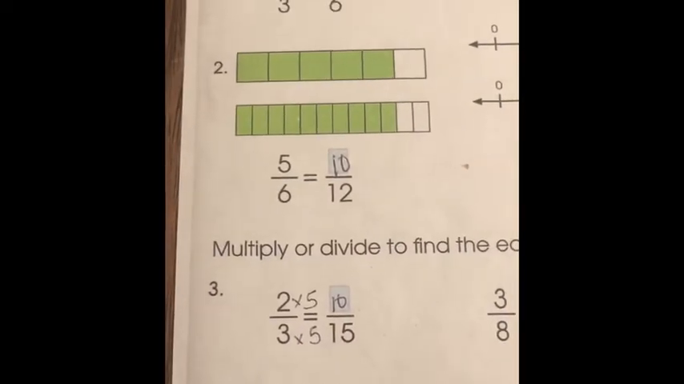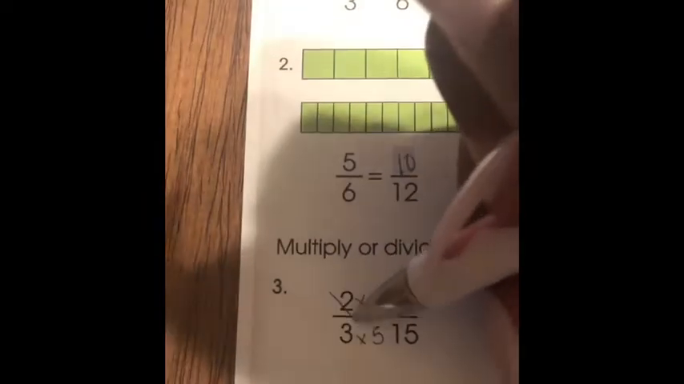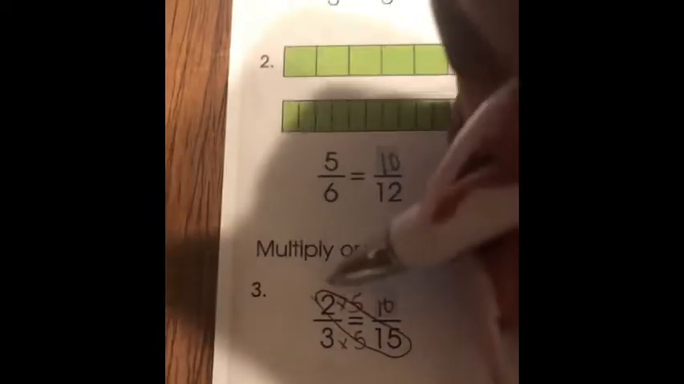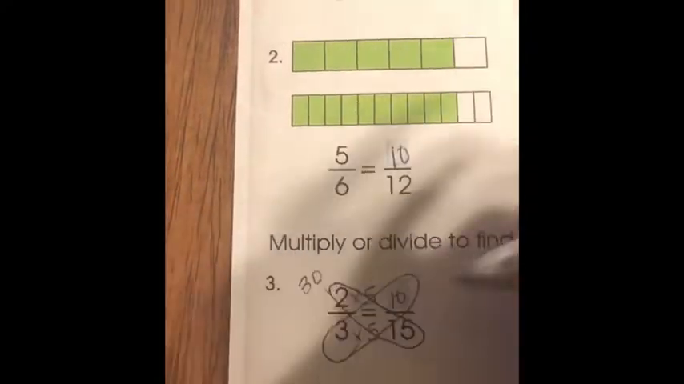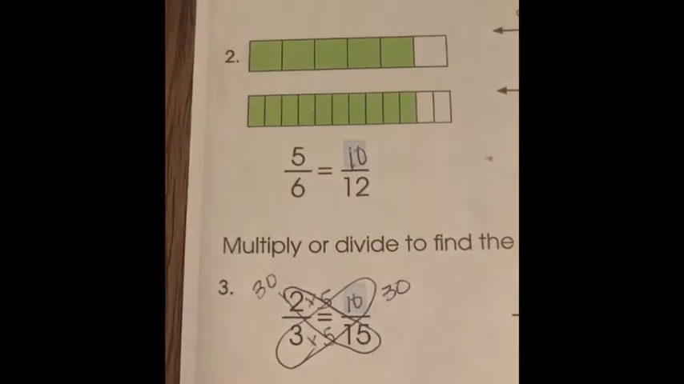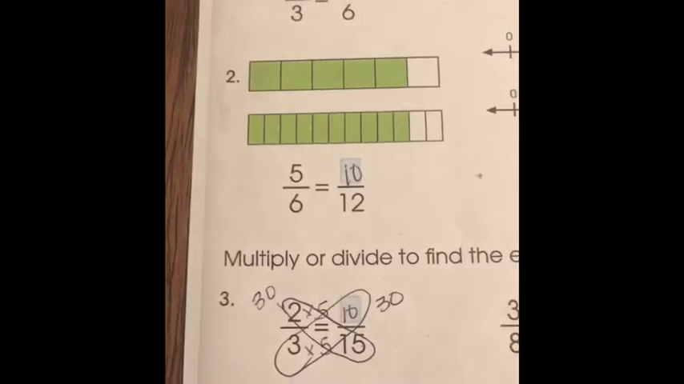And I can check my work by doing the cross multiplying method here. So 2 times 15 is 30. 3 times 10 is 30. And this is how I know that this answer is correct.